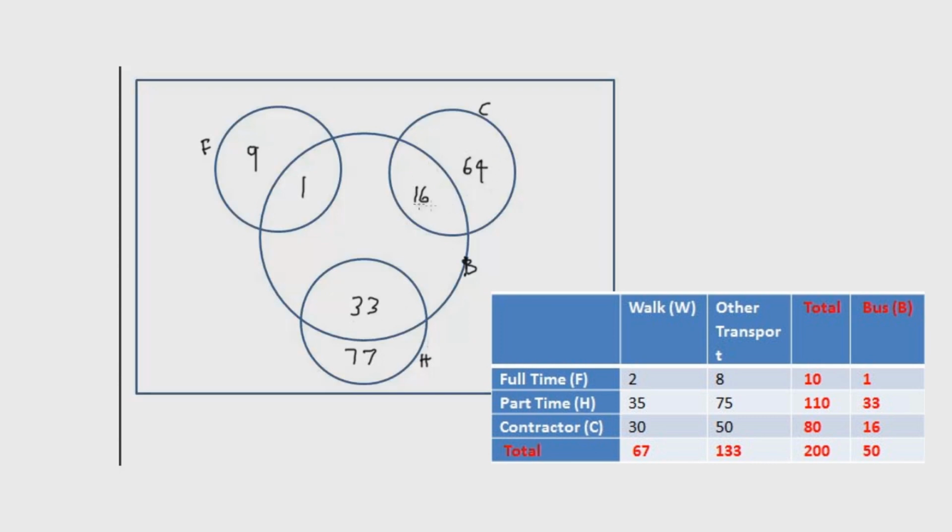Now quickly add this up. That's 80 plus 10 is 90 plus 110, which is 200, which means that there is nobody left in here and nobody left in here. So that's part D complete.